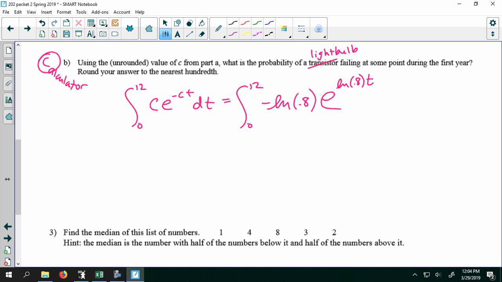dt. So I'm just going to punch this into a calculator and you get approximately 0.931, or 93.1% probability that the light bulb will fail within a year.